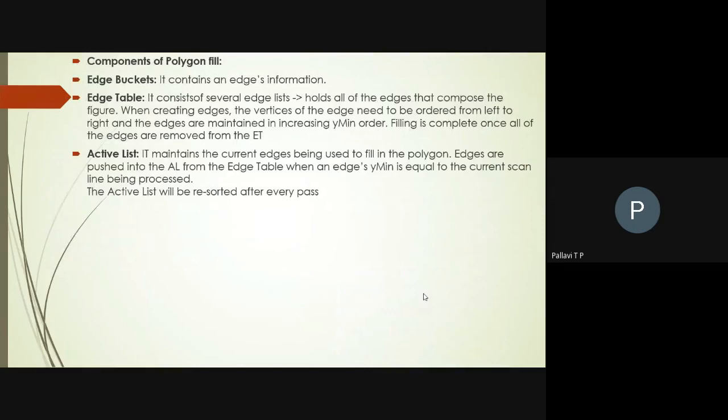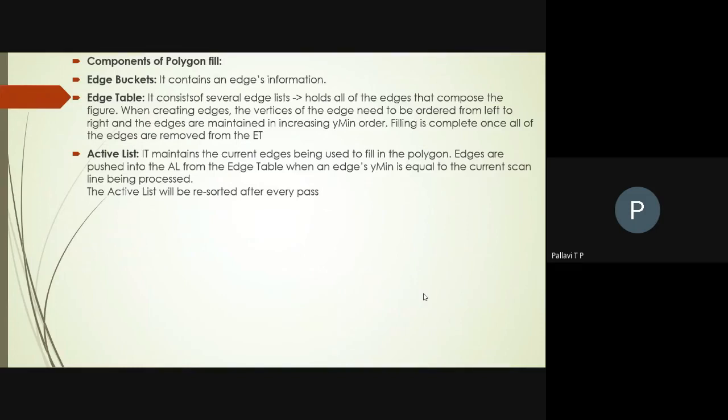The edge bucket contains edge information, meaning the edges which are present to form a polygon. Each and every piece of edge information is present in the edge bucket. What is this edge information? It is the edge's vertices, the size of the edge, the color of the edge, the width, the height, something like that. So it contains all the information of the edges.